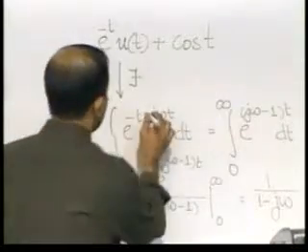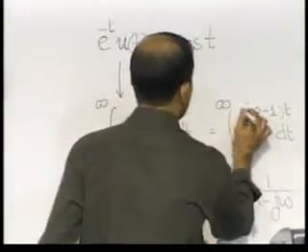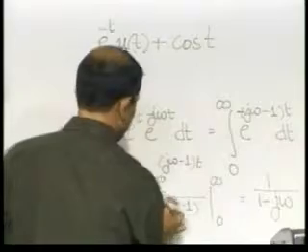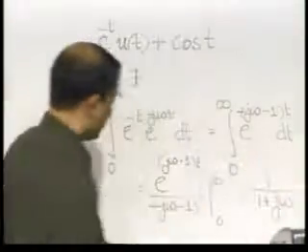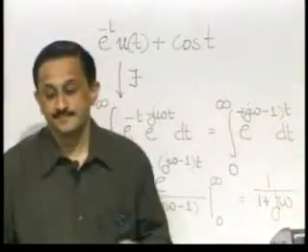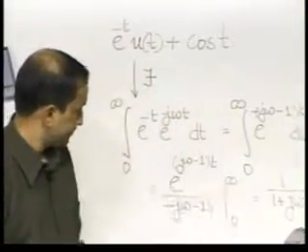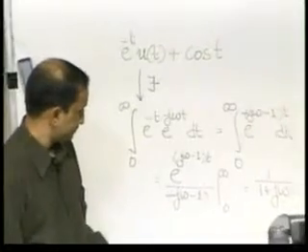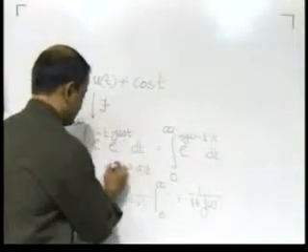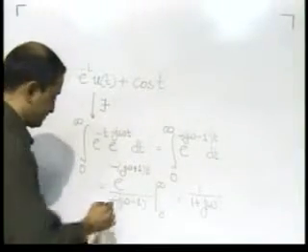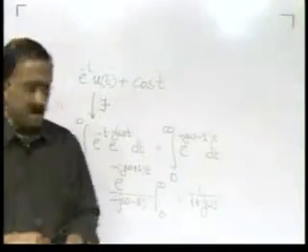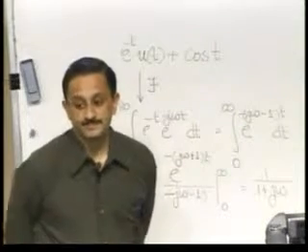Oh, I'm sorry. A correction, it needs to be corrected. So it's 1 by 1 plus j omega. All right.